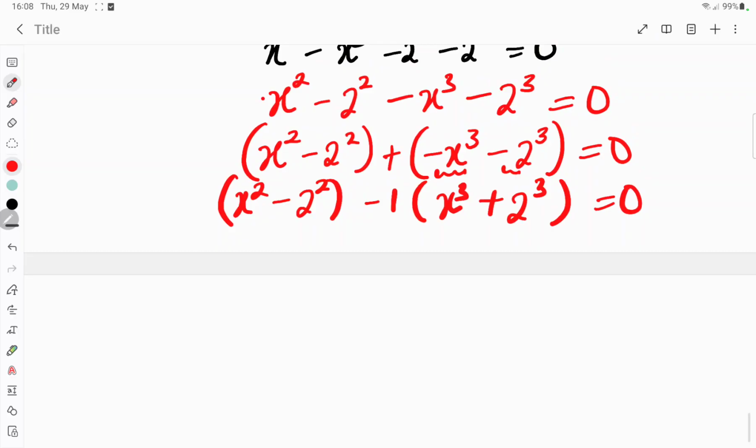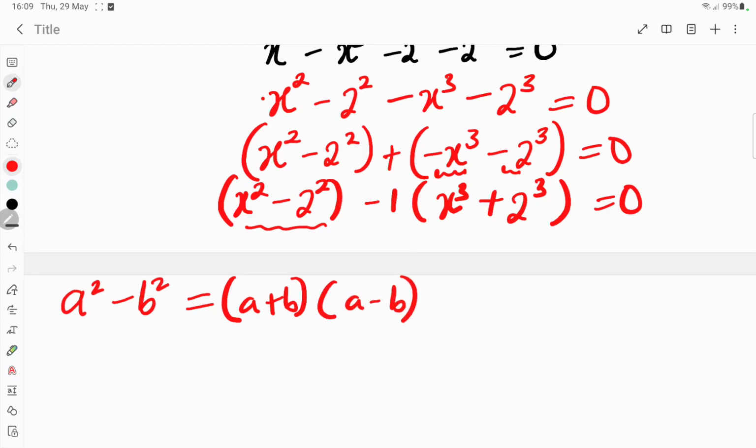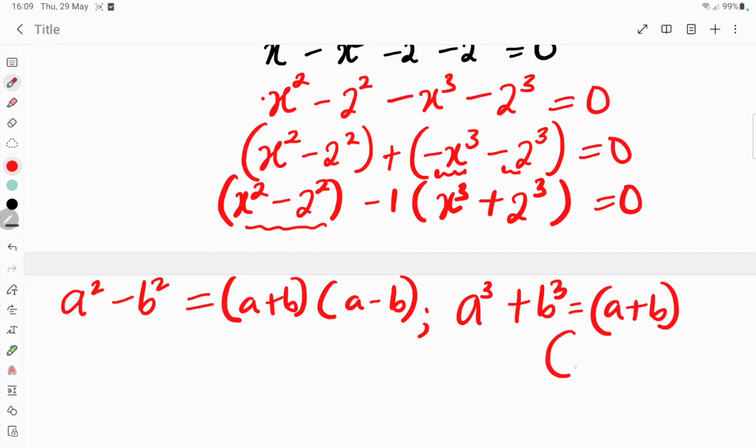Okay, on getting this, if you look at this term, this is clearly a difference of two squares. In the difference of two squares, when a squared minus b squared, the expansion is actually a plus b into a minus b. So we are going to apply it in the first step. Then for the cubic form, when you have a cubed plus b cubed, it is the same thing as a plus b into a squared minus ab plus b squared.